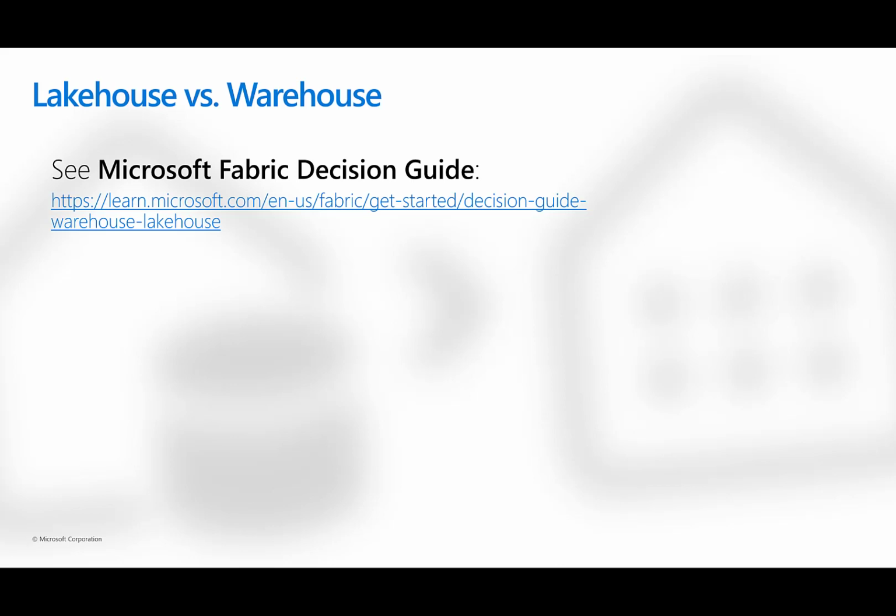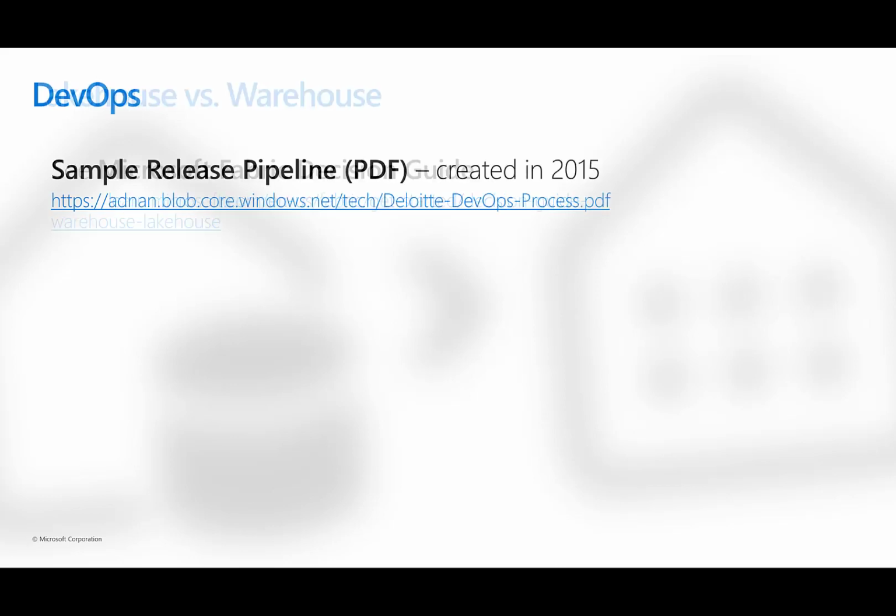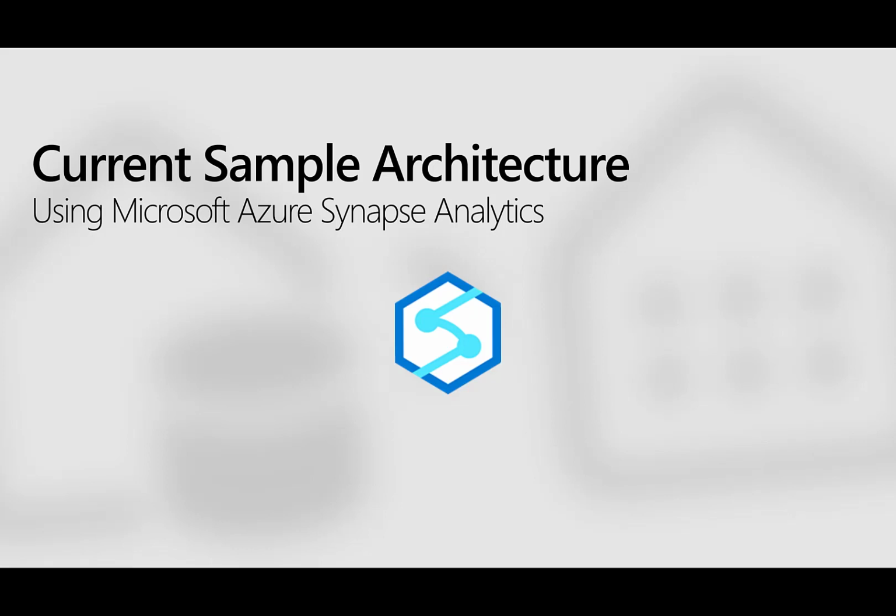As of the creation of this video, the DevOps capability for Microsoft Fabric is under development. You can go to the link on your screen for a sample of a DevOps pipeline that you can communicate to your stakeholders. Before I move to the demo, I want to give a simple example of what a typical analytics architecture will look like.